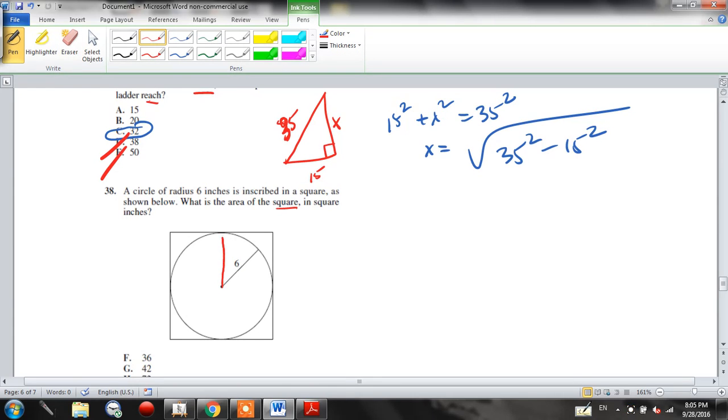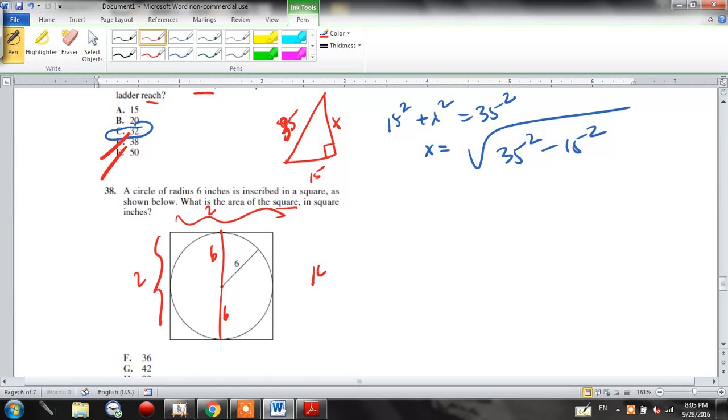Well, this radius is 6. This radius is 6. The whole thing is 12. So that's going to be 12. 12 times 12 is 144.